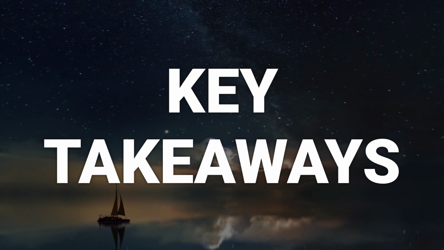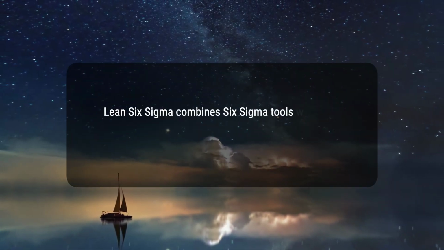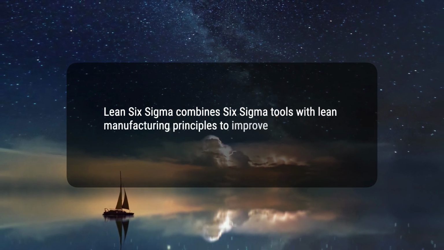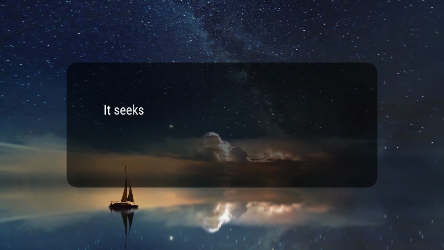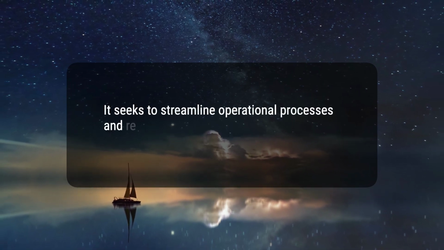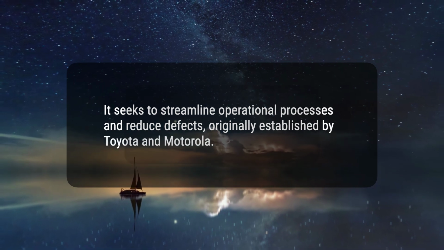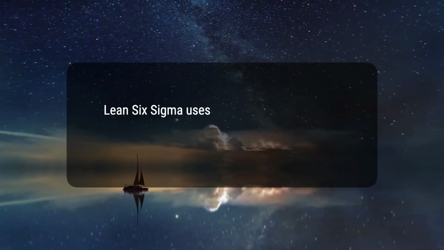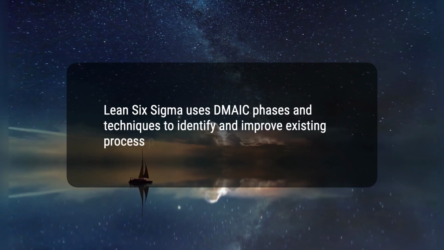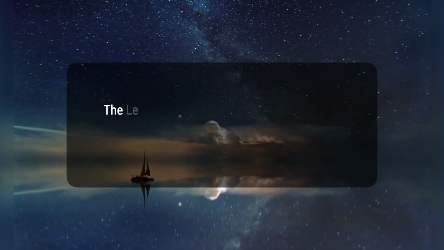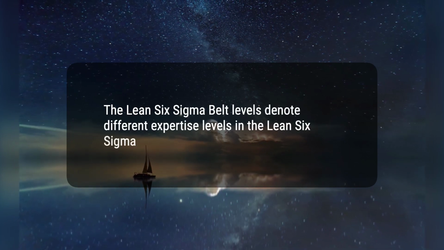Here are 4 key takeaways. 1. Lean Six Sigma combines Six Sigma tools with lean manufacturing principles to improve performance by eliminating waste and defects. 2. It seeks to streamline operational processes and reduce defects, originally established by Toyota and Motorola. 3. Lean Six Sigma uses DMAIC phases and techniques to identify and improve existing process problems. 4. The Lean Six Sigma belt levels denote different expertise levels in the Lean Six Sigma approach.